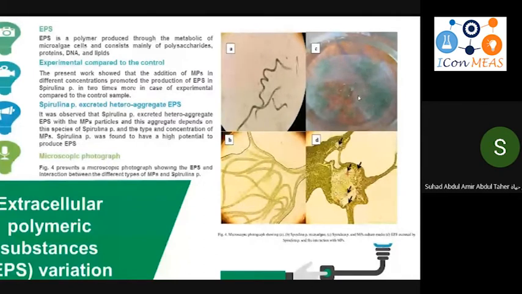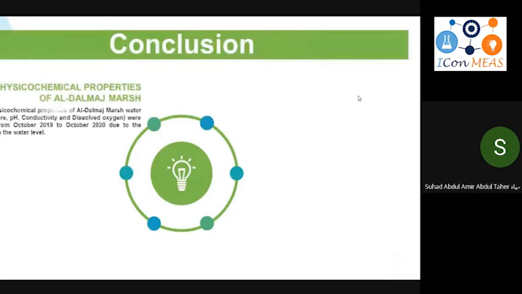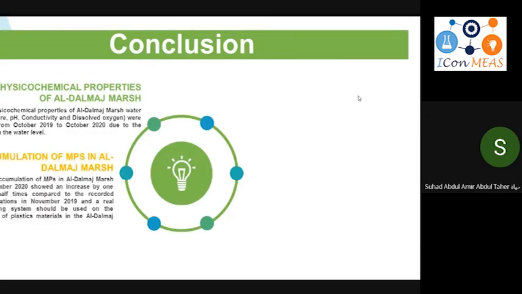Conclusion. The physicochemical properties of Delmage marsh water, temperature, pH, conductivity, and dissolved oxygen, changed from October 2019 to October 2020 due to the decrease in the water level. The accumulation of microplastics in the Delmage marsh in November 2020 showed an increase of 1.5 times compared to the recorded concentration in November 2019.